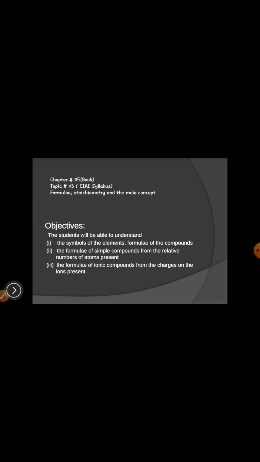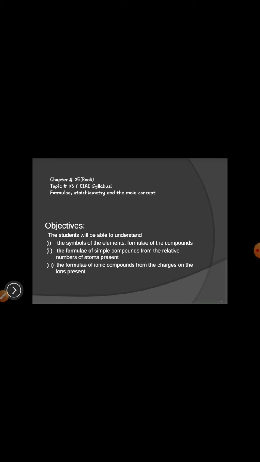Today we have selected the formula, stoichiometry and the mole concept. This topic is from your chapter number 5 from the book and the topic number 3 from CIE syllabus. I have finalized some objectives for you for today. These objectives are as follows.